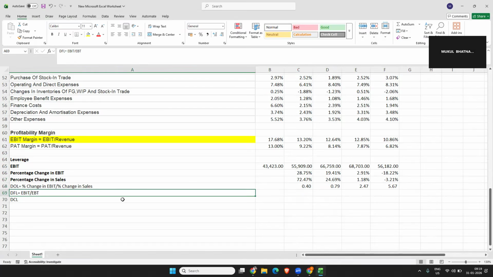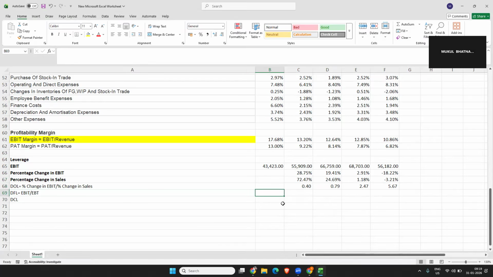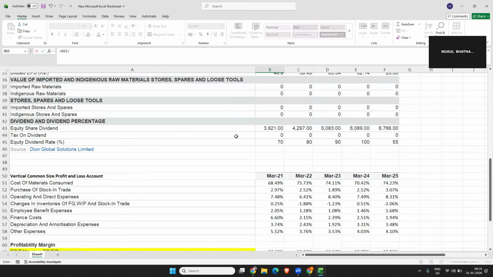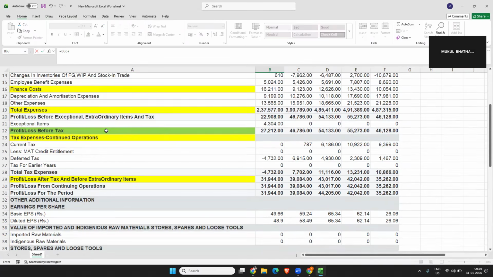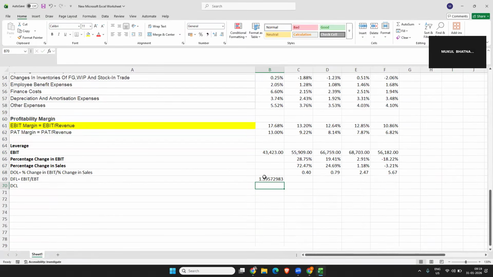Now let us calculate degree of financial leverage. EBIT upon EBT. It's quite simple. Equal to, this is the EBIT we have calculated divided by EBT, which is above. This is your EBT, profit before tax, earnings before tax. This is your degree of financial leverage. You can reduce it up to 2 decimals.